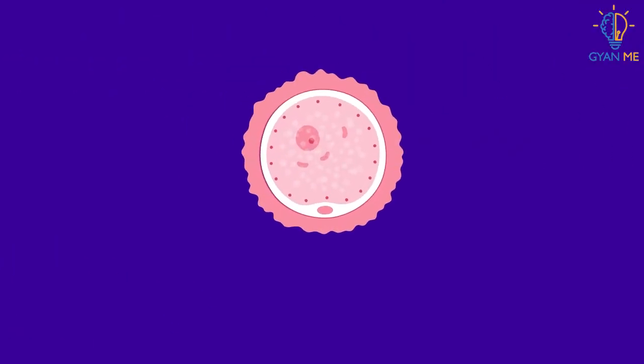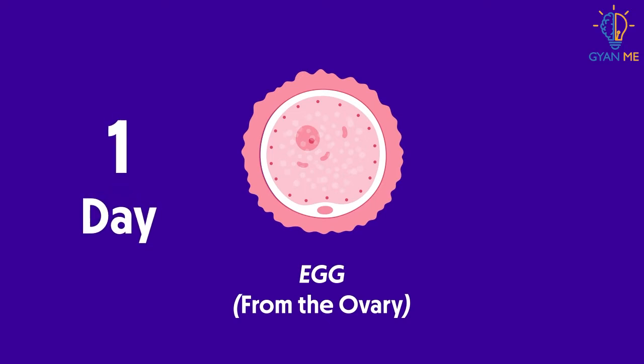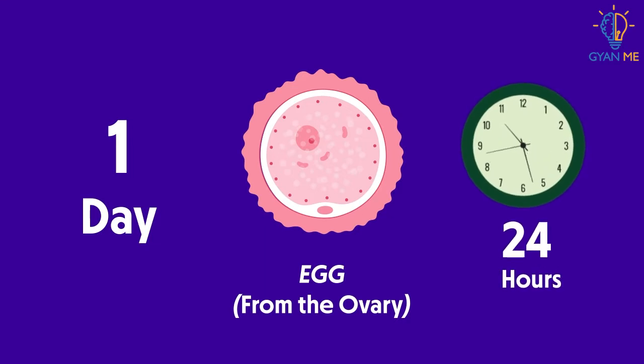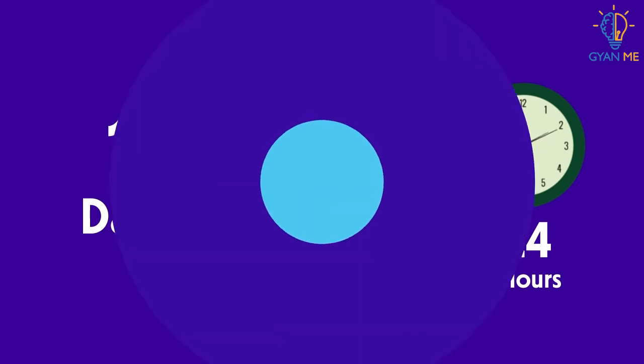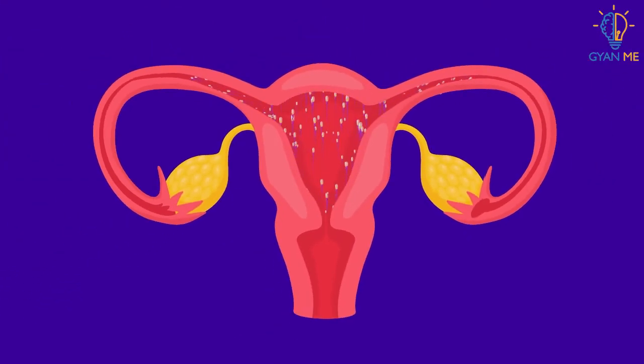This egg, which is released from ovary, can stay alive only for about 1 day, that is, 24 hours only. After it is released, thus fertilization must take place within this 24 hours. And so we can say that fertilization can only occur if the ovum and sperms are transported simultaneously to the tube within 1 day.